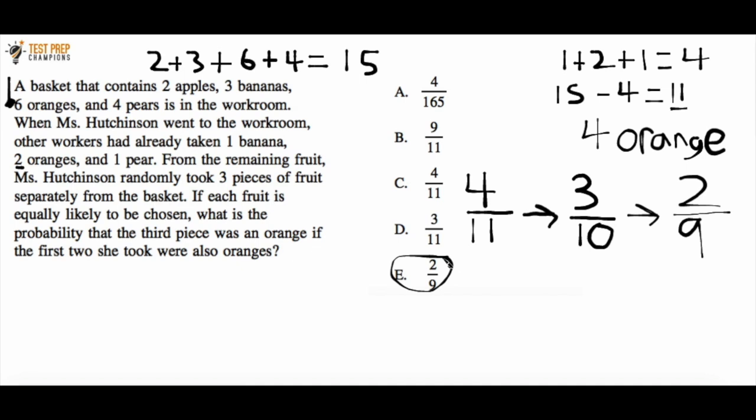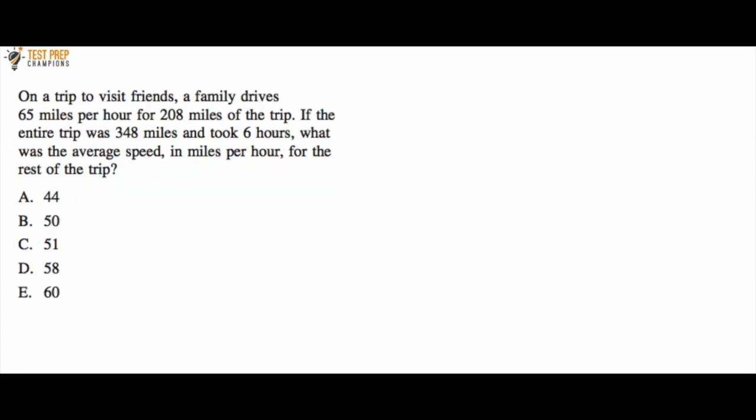I'm always interested in hearing this, but don't feel bad if you got this wrong. This is a tricky question. On a trip to visit friends, a family drives 65 miles per hour for 208 miles of the trip. If the entire trip was 348 miles and took 6 hours, what was the average speed in miles per hour for the rest of the trip? Is it A, 44, B, 50, C, 51, D, 58, or is it E, 60?